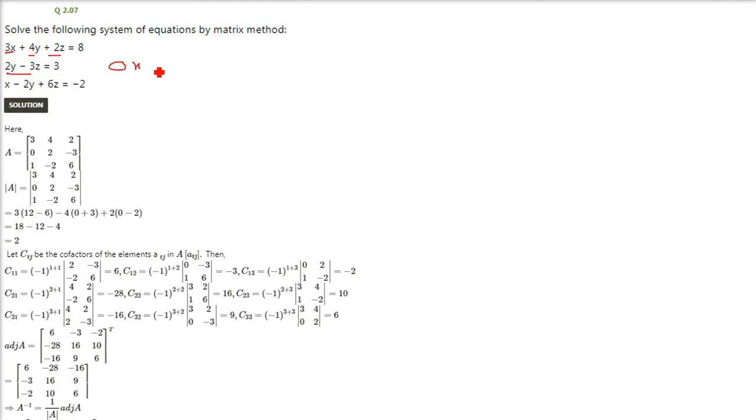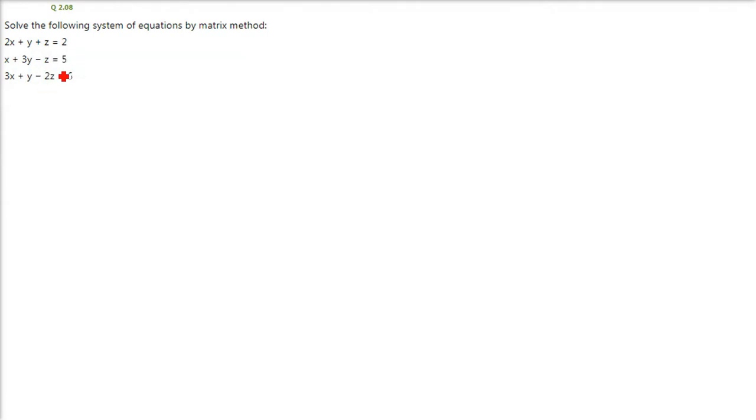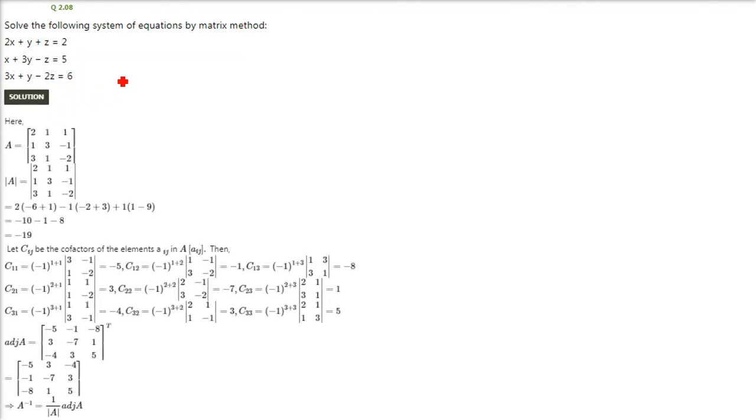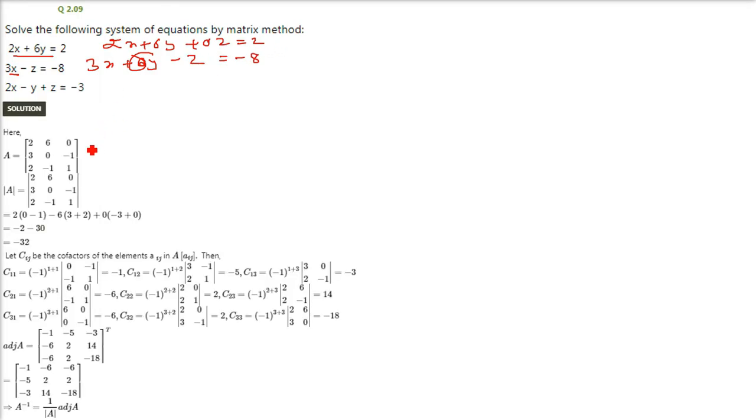Okay, so wherever you don't have any variable, you can put a 0. For example, this 0x, so you can put a 0 here. Same way you have to follow. The more questions you do, the more proficient you will be. Now here you don't have y, so it will be 0y. The first one you don't have z, so you can write 0z. When the matrix is formed, it will be like this.